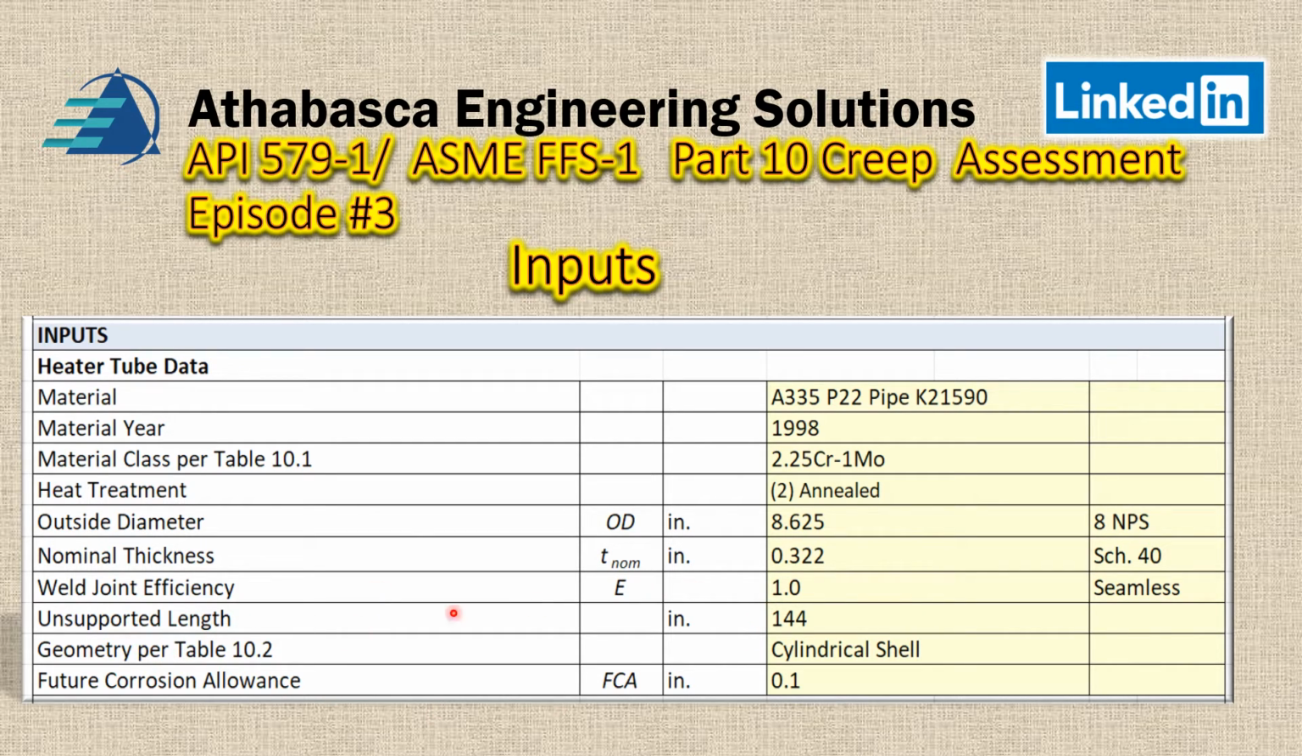We have an unsupported length of 144 inches. And basically, if you want to superimpose that, you just use beam theory. And if there's any interest in that, we can do a future video and add that to this example. It's a cylindrical shell, so that's important in the calculations. And the future corrosion allowance is 0.1.